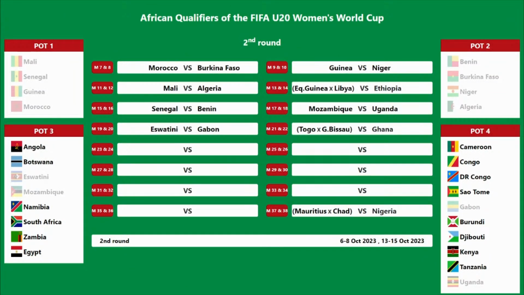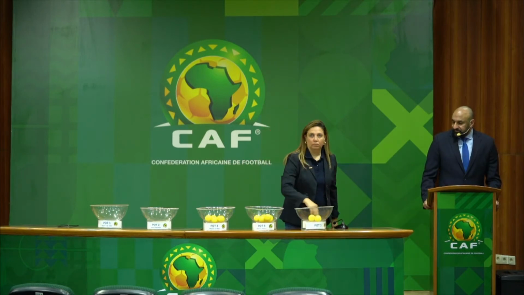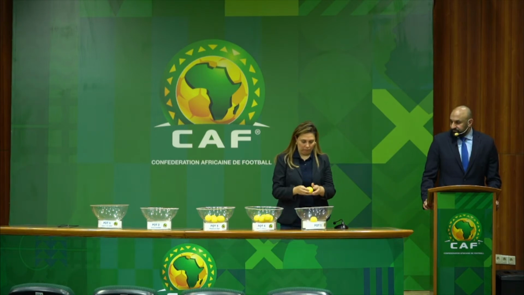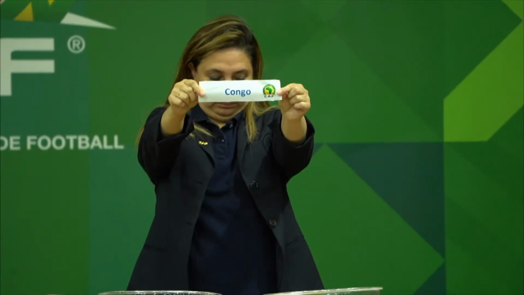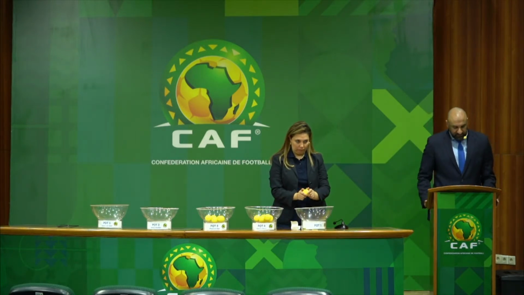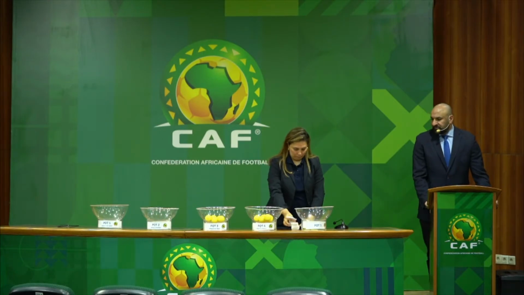The next matches, 23-24. The first team drawn plays the first leg at home. Congo will play the first leg at home, and they will play against Namibia. Namibia was eliminated from the second round of the previous qualifiers.